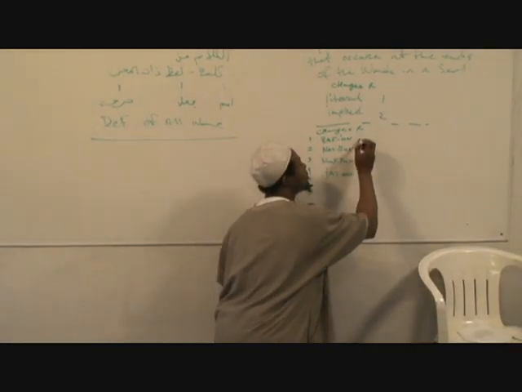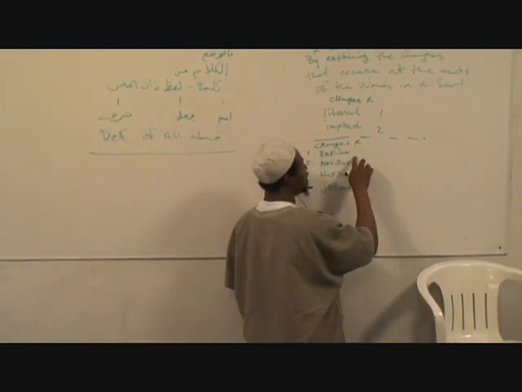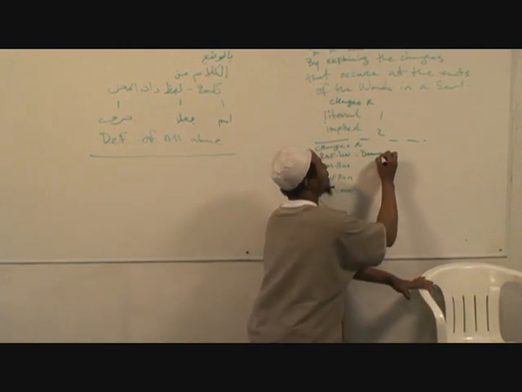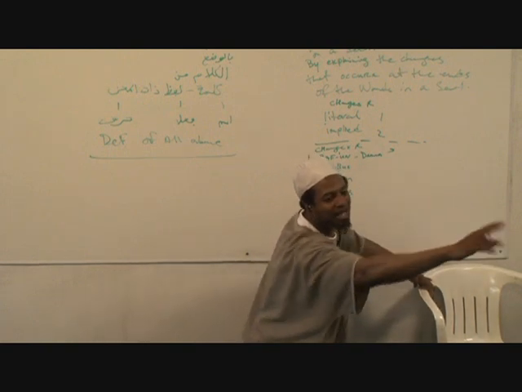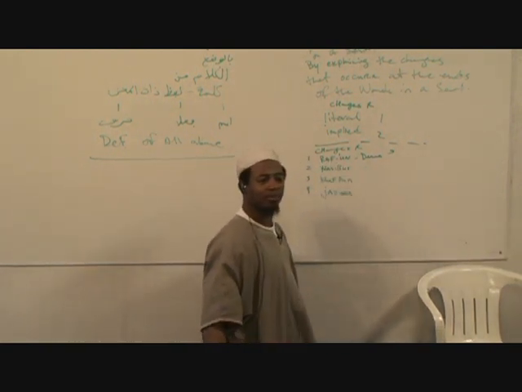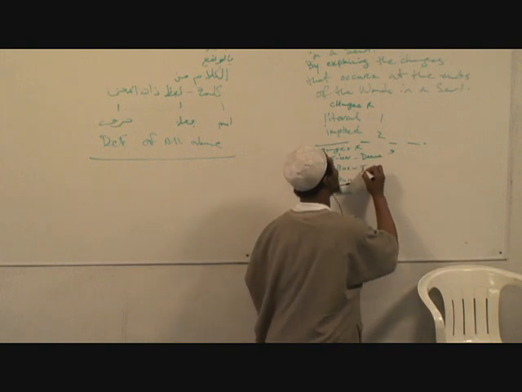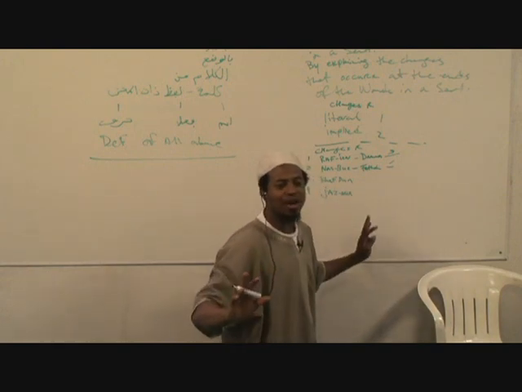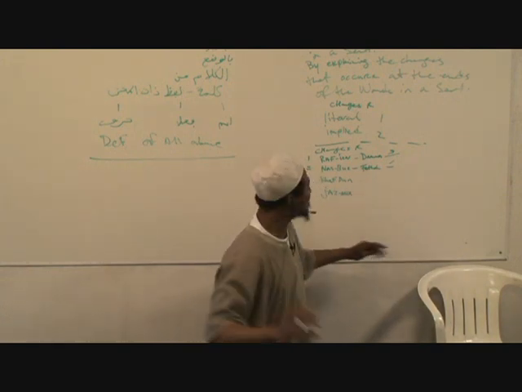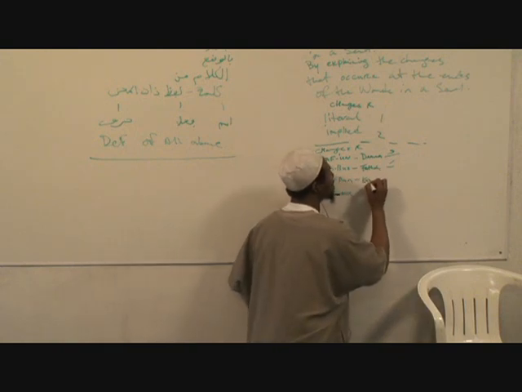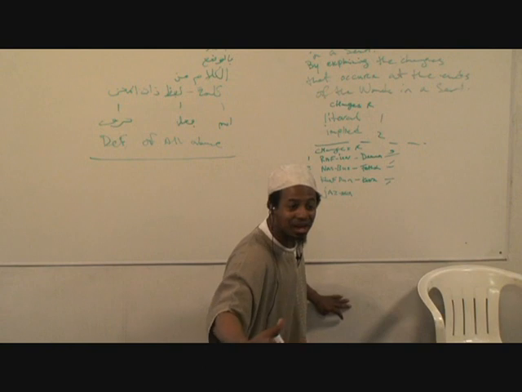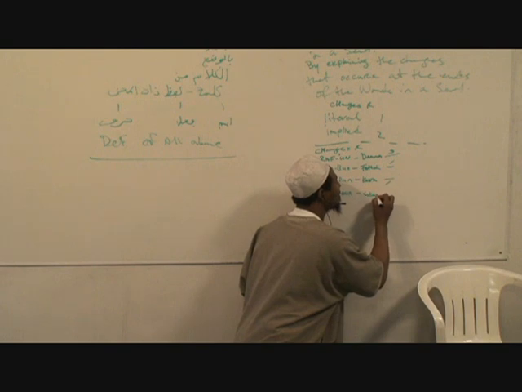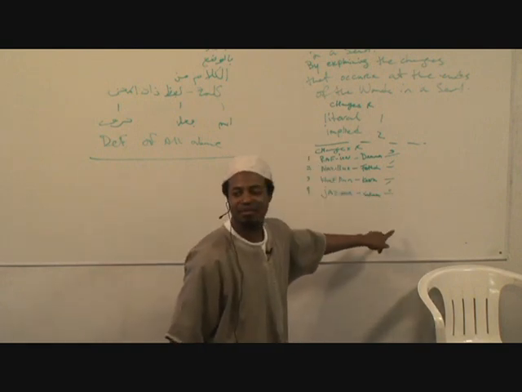The first one is called raf'un. Raf'un literally means to be high. It's the dhamma, or what comes in the place of dhamma. Don't worry about it right now. Just say it's a dhamma. Nasbun is a fatha, or what comes in the place of a fatha. You don't need to know that right now. Just know it's the first one, the asl, the fundamental of it. Khafdun is a kasra, or what comes in the place of a kasra. And jazmun is a sukoon, or what comes in the place of sukoon.